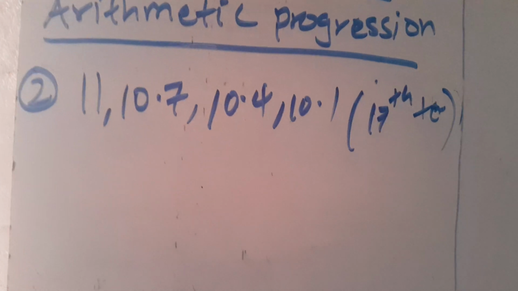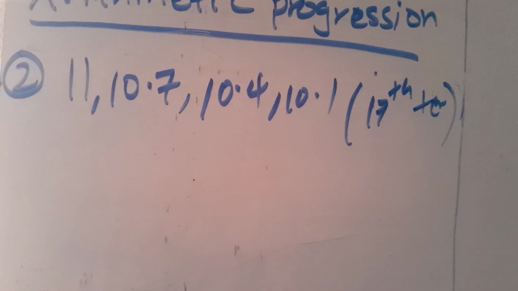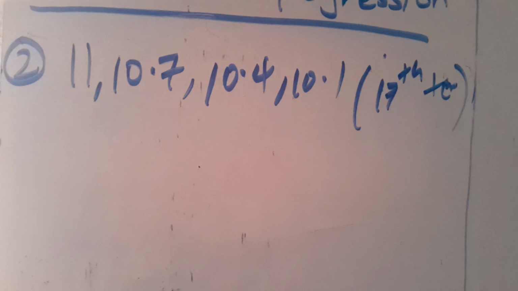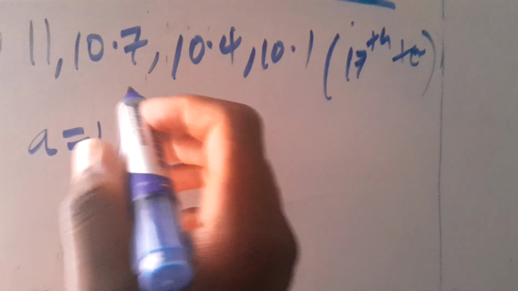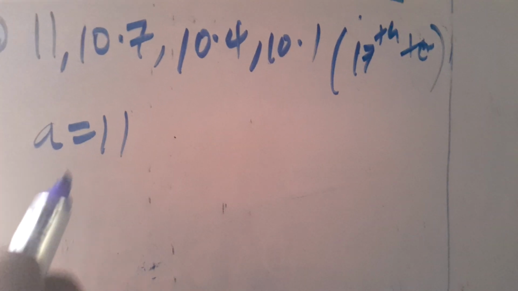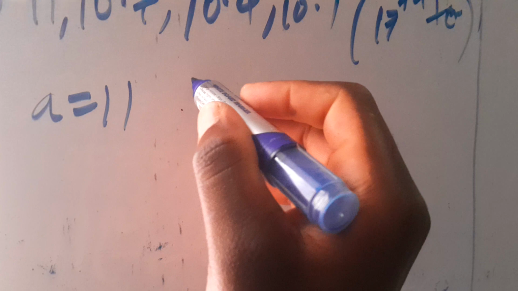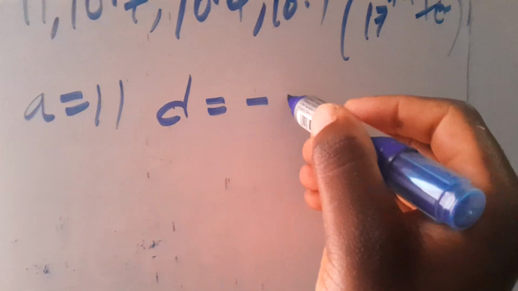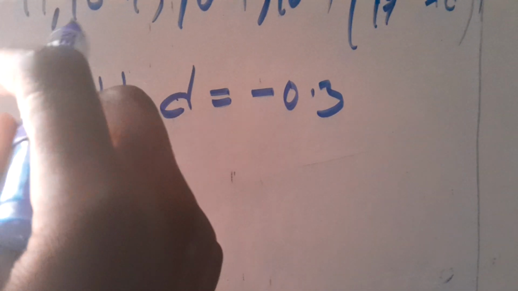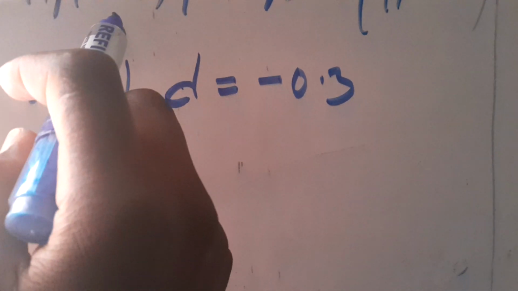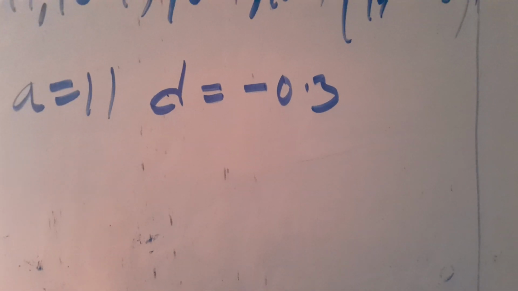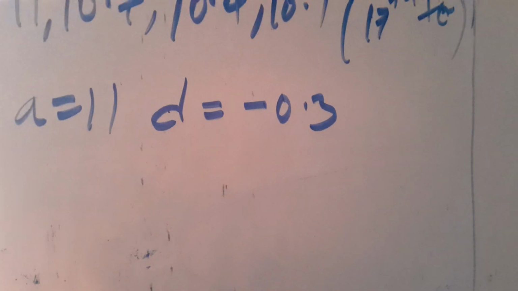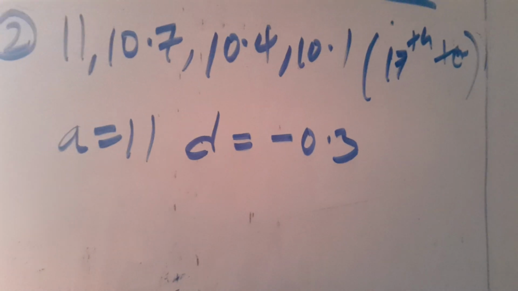This is our second example. You have a sequence of numbers 11, 10.7, 10.4, 10.1. Our first term A is 11, and the difference between our terms is negative 0.3. D is equal to negative 0.3. If you have 10.7 minus 11, you will have negative 0.3. If you have 10.4 minus 10.7, you have negative 0.3. 10.1 minus 10.4, negative 0.3.